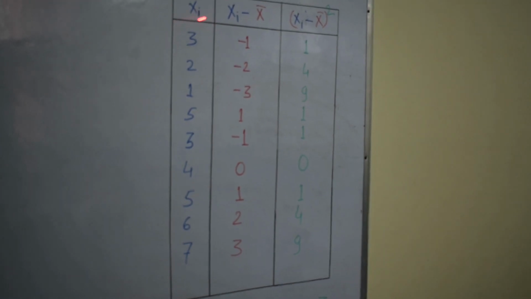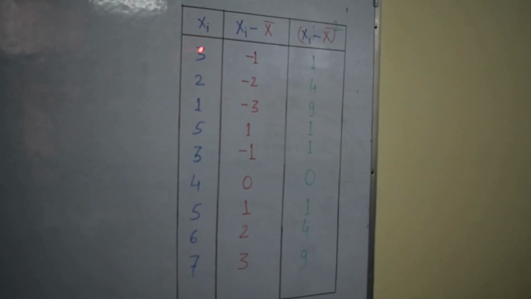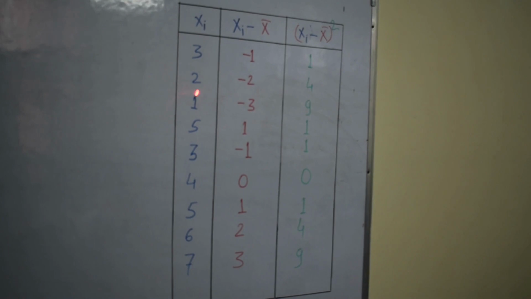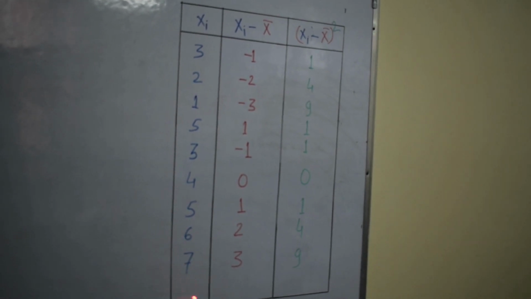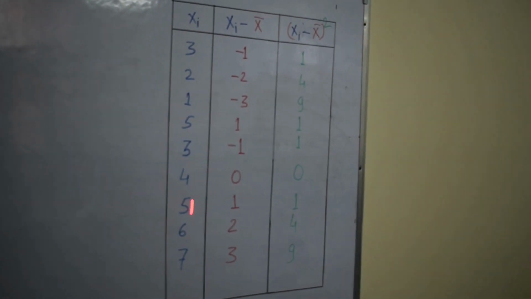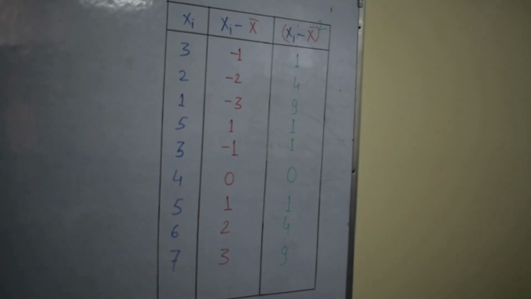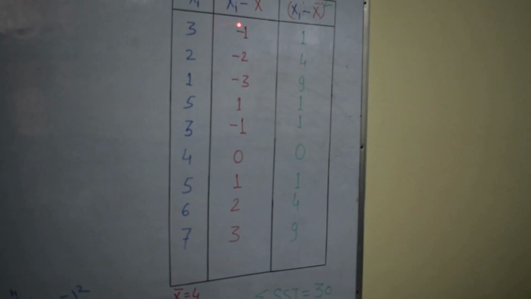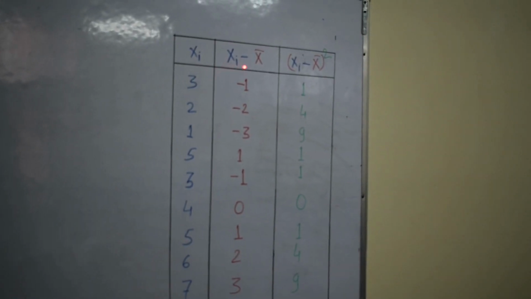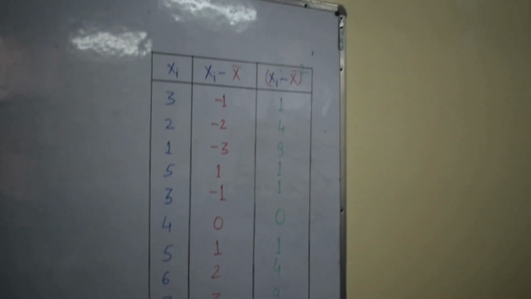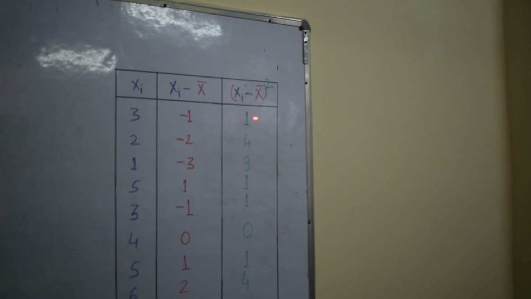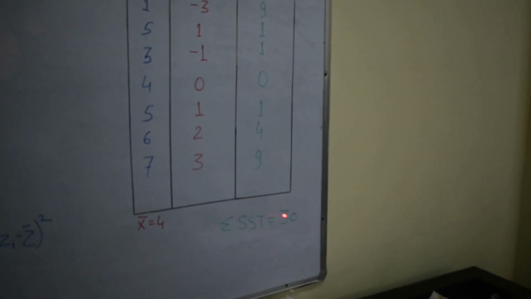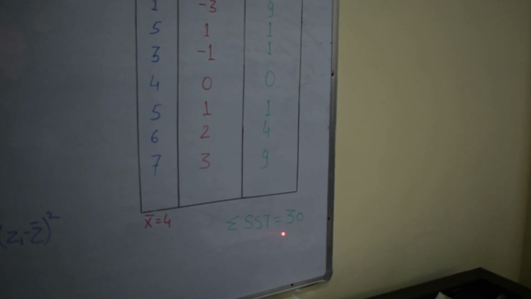Now on to the calculation board itself. I have arranged the students in one line, as you have seen. So these are the xi values, and the total mean is 4, right? These are the deviations from the mean, and this is the deviation squared from the mean. So the sum squared total for all these observations is 30.